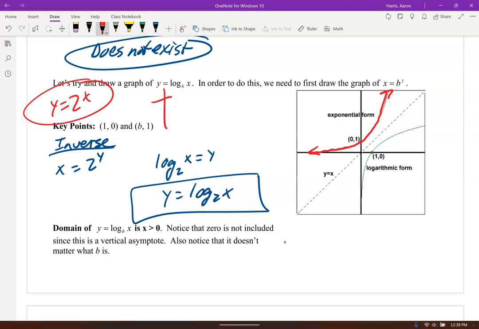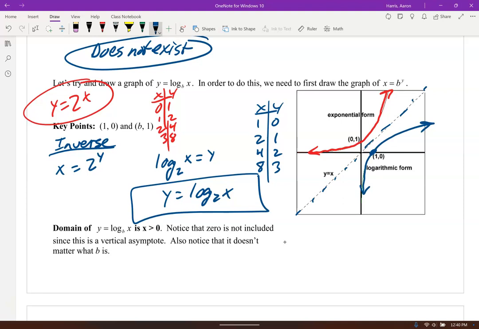So 2 to the x has the points 0, 1, 1, 2, 2, 4, 3, 8, and so on. Log base 2 of x would flip all those around. Instead of 0, 1, it'd have 1, 0. Instead of 1, 2, it'd have 2, 1. Instead of 2, 4, it'd have 4, 2. Instead of 3, 8, it'd have 8, 3, and so on. And as you start graphing these points, you see that in blue they are inverses. This one is 2 to the x. The blue one is log base 2 of x. So exponentials and logarithms are inverses.